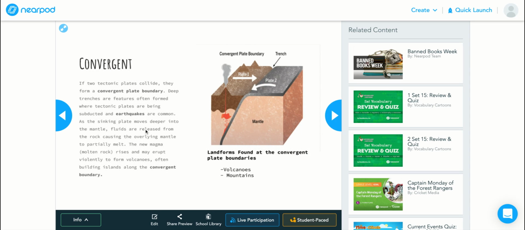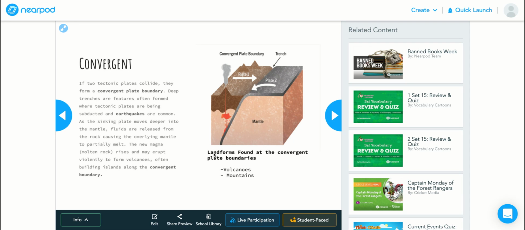Then we have our convergent. And if two tectonic plates collide, they form a convergent boundary. So remember, they're coming together. Deep trenches are features often formed where tectonic plates are being subducted and earthquakes are common. So earthquakes are, remember, common along these plate boundaries. So think about as the sinking plate moves. So we have a plate here that's moving and it's sinking deeper into the mantle here.